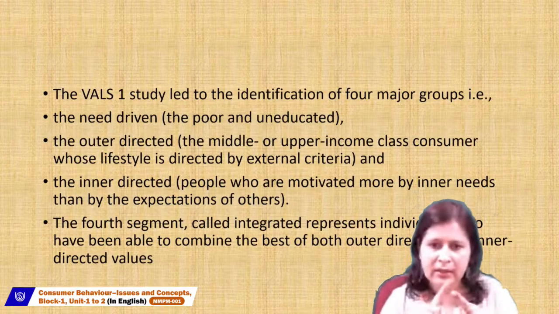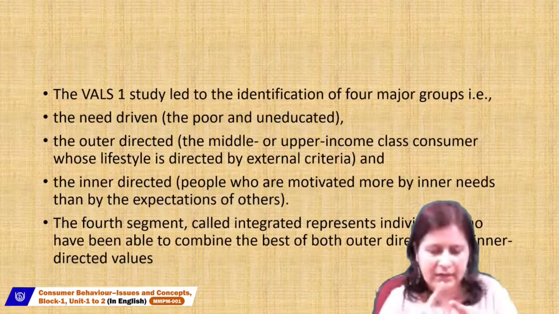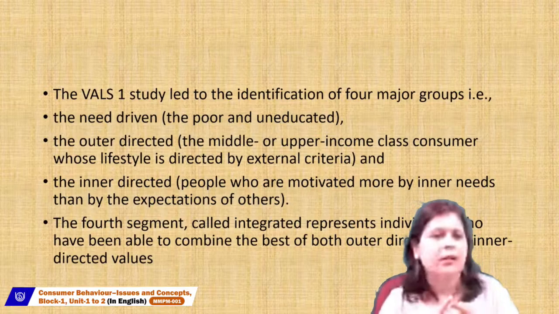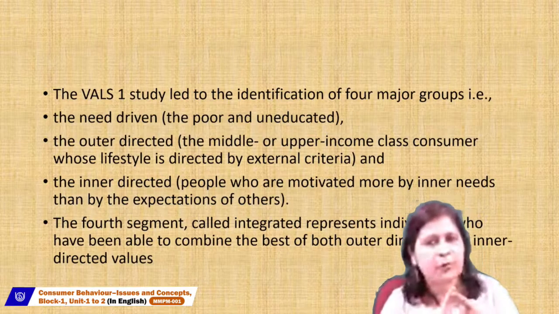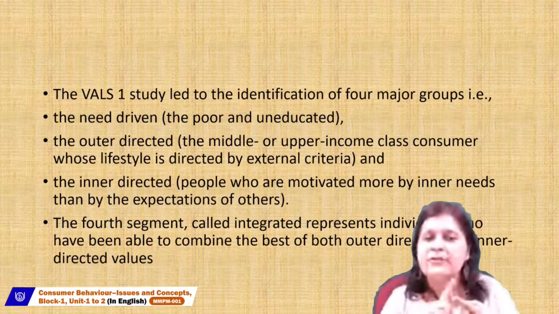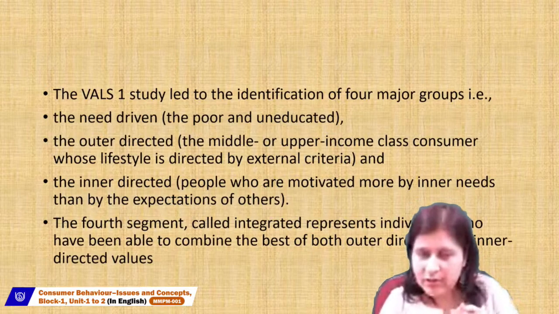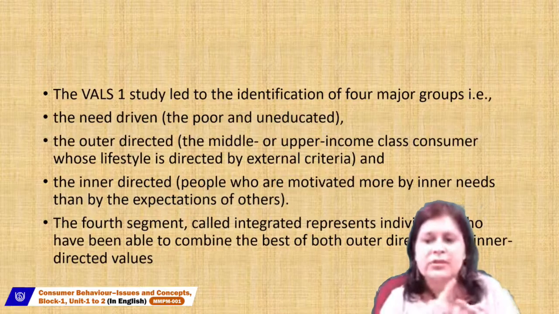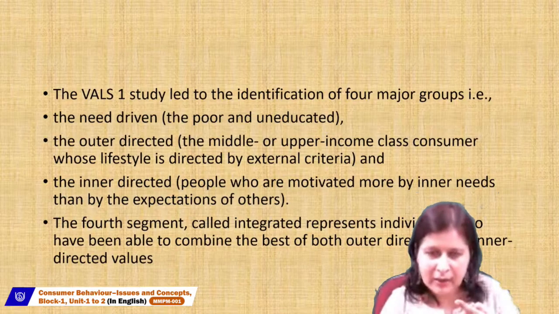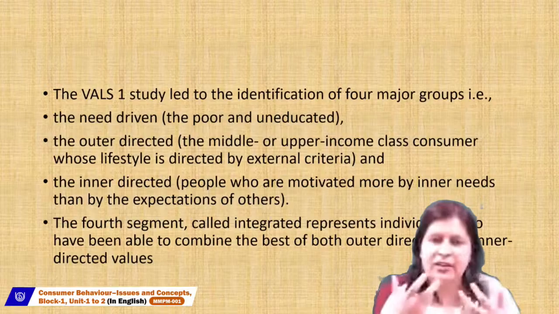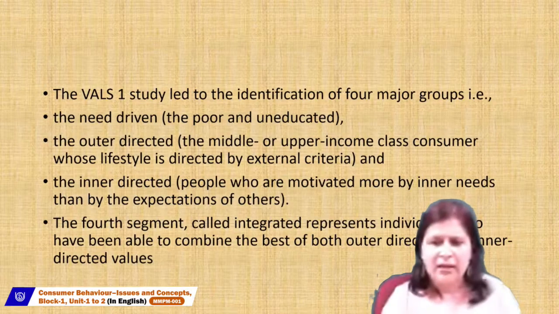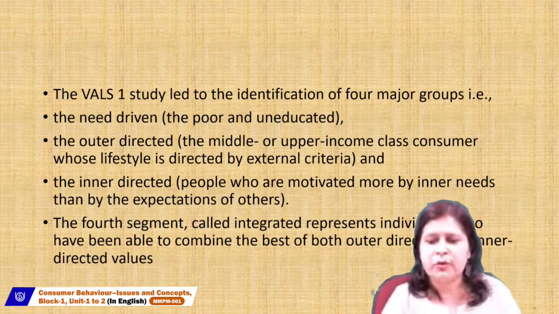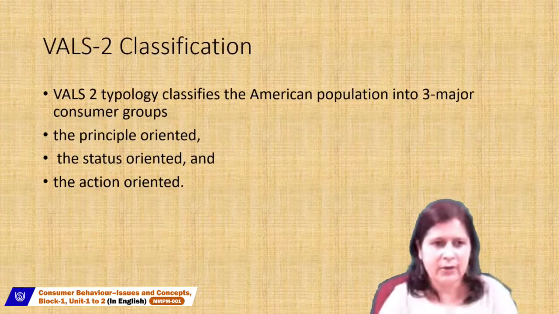So they identified four major groups: the need driven, the poor and uneducated; the outer directed, whose lifestyle is directed by external criteria; the inner directed, whose lifestyle is directed by the inner needs rather than the expectations from the others; and then the integrated, which combines the best of both outer directed and inner directed values.